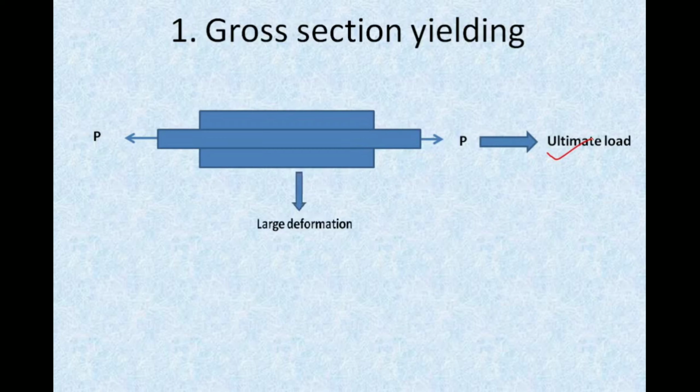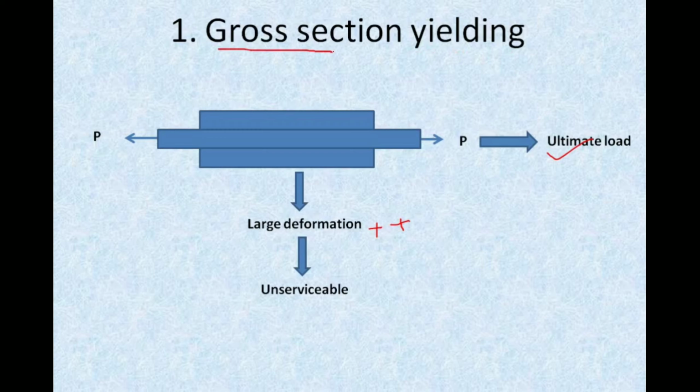Since it is going to get deformed and deformed until it reaches its ultimate load, there will be large deformation, and this deformation will go on increasing and increasing, and a time will come when it will yield so much that it will become unserviceable. That means we cannot use this structure any further since it has attained its maximum yielding stress. This is a kind of failure in steel tension members.